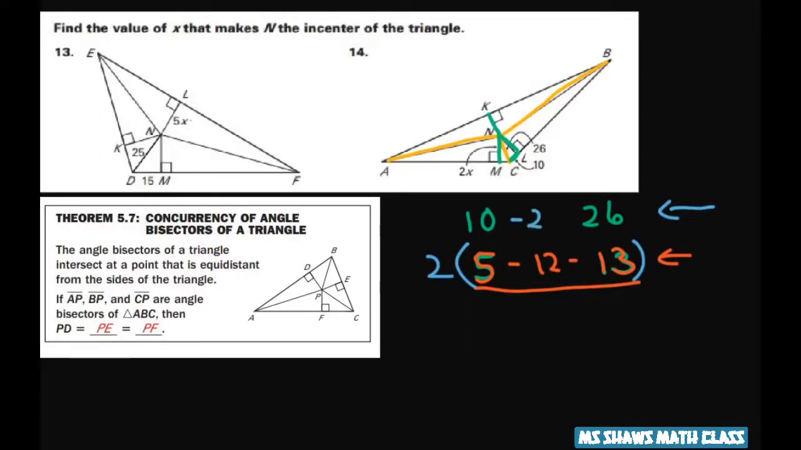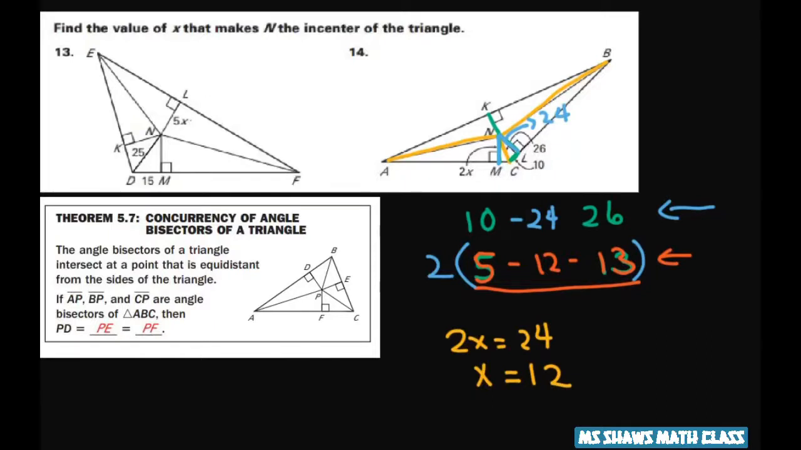So this value is going to be 24. So this length here is 24. And these two sides are congruent. So all we have to do to solve for x is set 2x equals 24. Divide both sides by 2, so you get x equals 12.